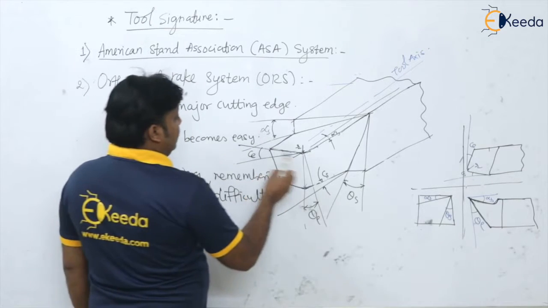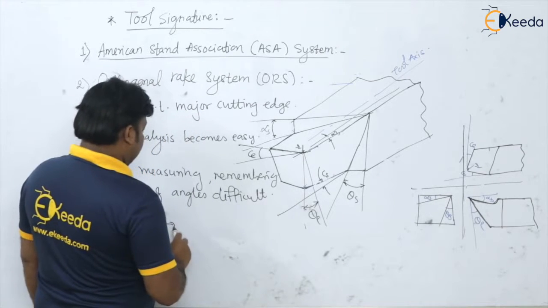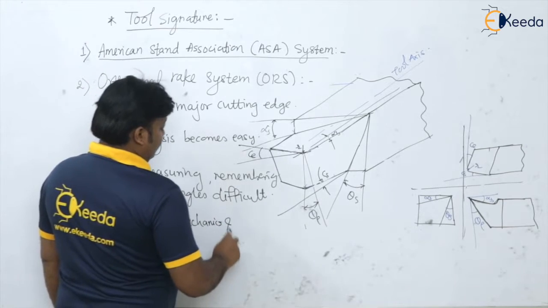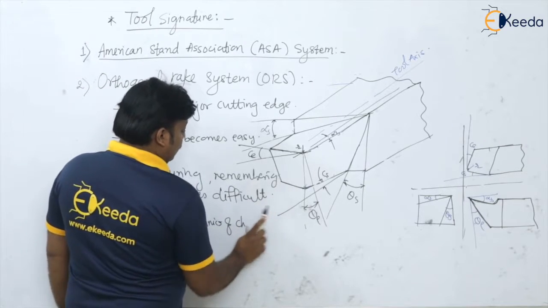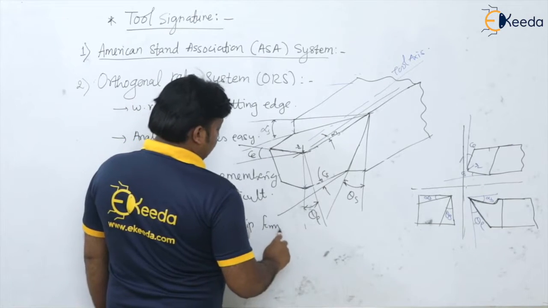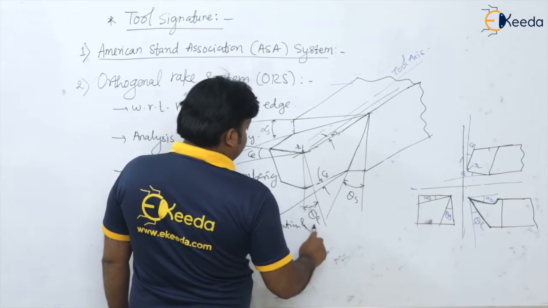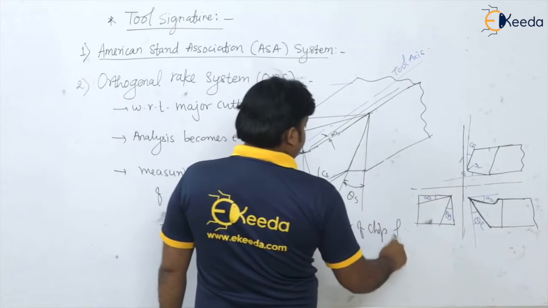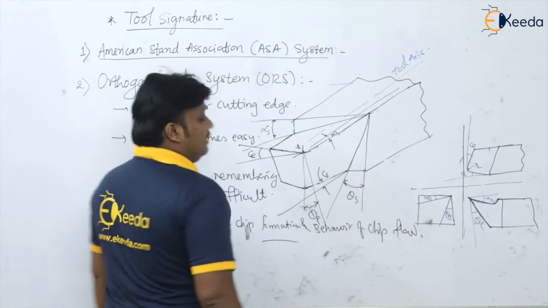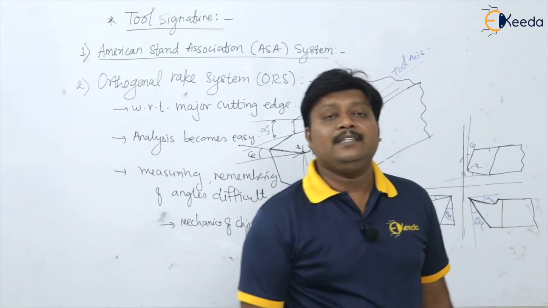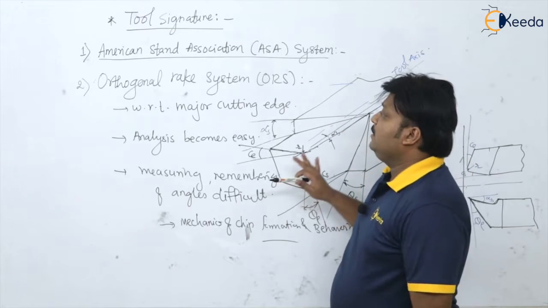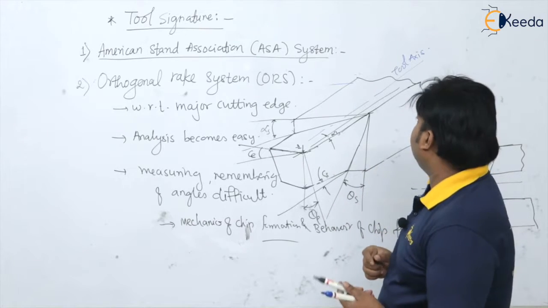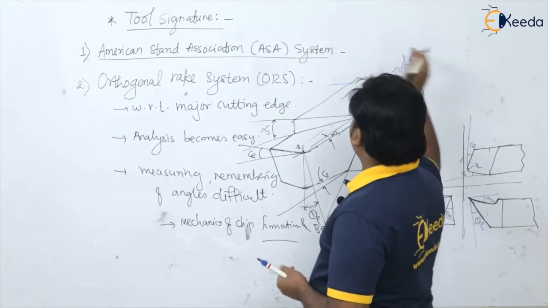Okay, so the thing is that what they are going to analyze is the mechanics of chip flow, mechanics of chip formation, and behavior of chip flow. Okay, so this is going to be easy when we are designating the tool in ORS. This is the ORS system. Now in ORS, what is the tool signature?